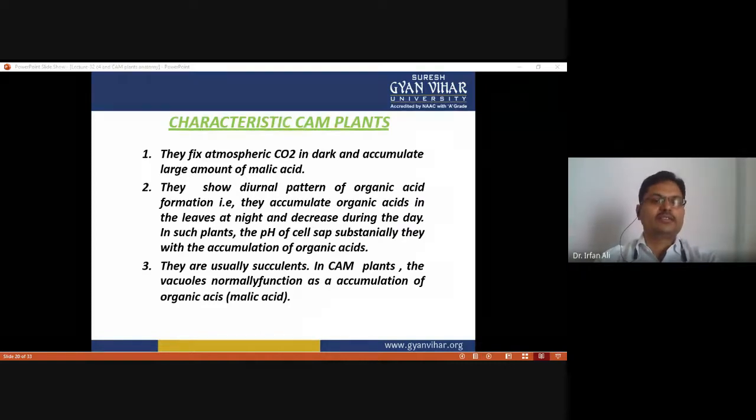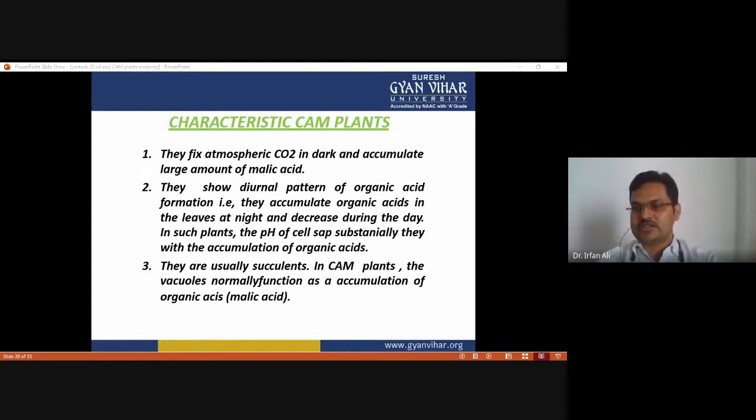This malic acid decreases during the daytime because in the daytime the molecule releases carbon dioxide to continue the Calvin cycle. In such plants the pH of the cell sap changes substantially with the accumulation of organic acid. When the organic acid is there, the pH is lower; when it is used, the pH is slightly higher. They are usually succulent, and in CAM plants the vacuoles function as the site of accumulation of organic acid. The vacuoles act as a pouch which can store malic acid formed during the night time.